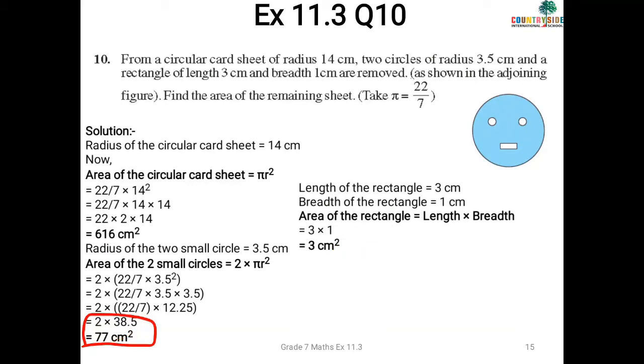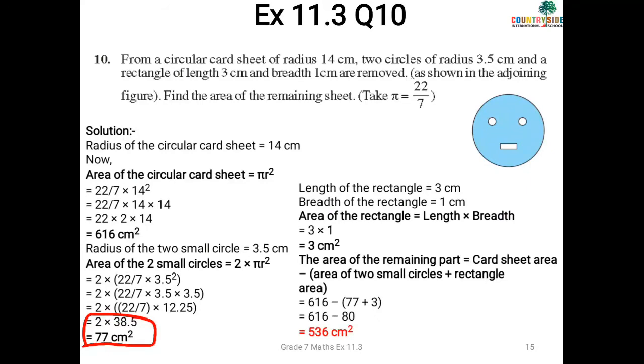So how will we write? See, the area of the remaining part equals the card sheet area minus the area of 2 circles plus rectangle. So 616 minus 77 plus 3, that is 80. So 616 minus 80, that is 536 centimeter square. Okay, so it looks lengthy, but these types of questions are very easy, and it can surely give you 4 to 5 marks when they come in the exam.